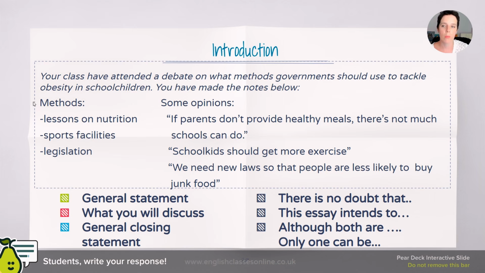So your 3 methods are lesson on nutrition, sports facilities, and legislation. You need to choose 2 of those to talk about. And you've got some opinions here. So I want you to write an introduction now, 50 words, using that structure I gave you. General statement about obesity in school children. What you're going to discuss, which is going to be 2 of these points, and then your general closing statement.